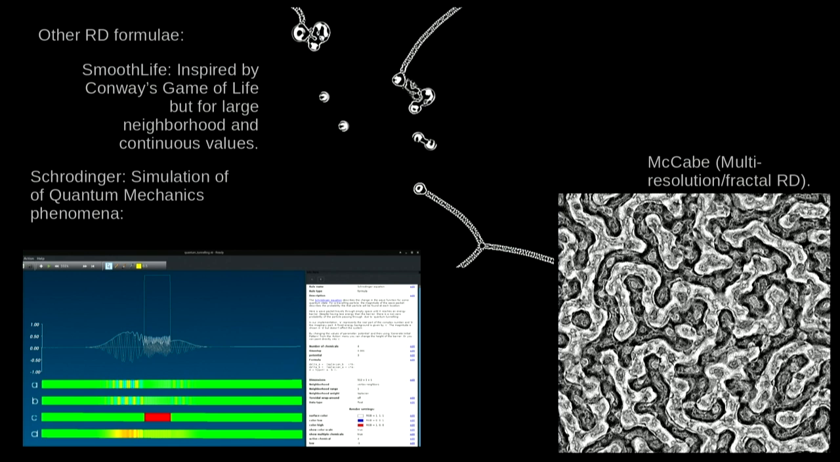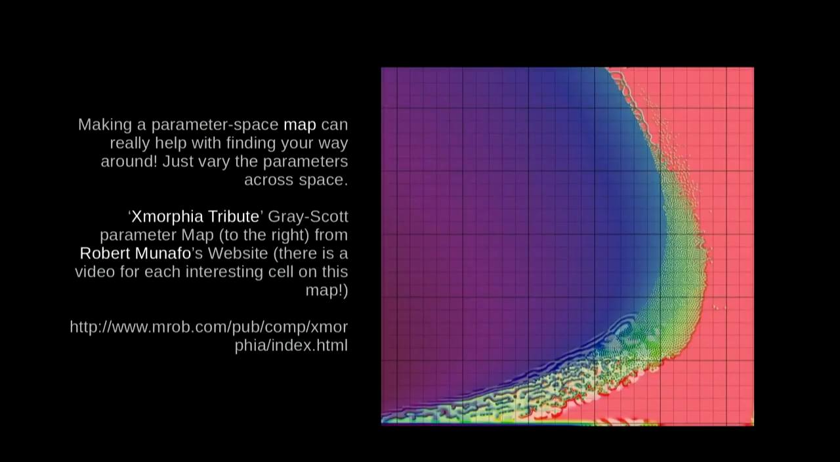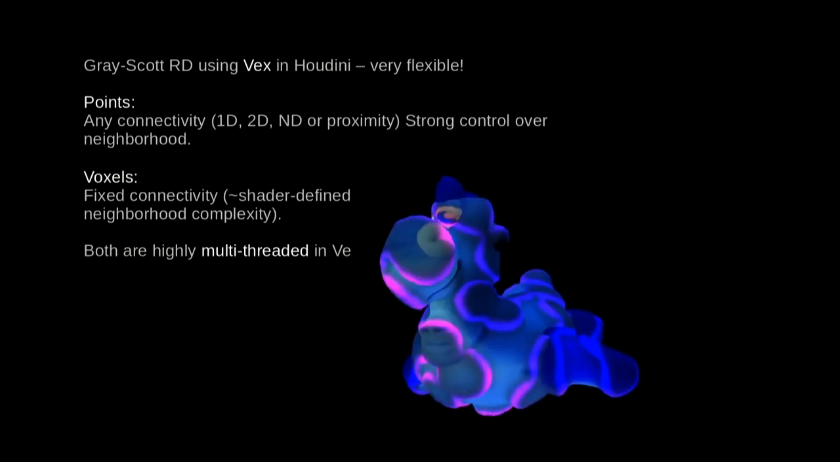The bottom left is something called Schrodinger, which is actually implementing the Schrodinger equation in Ready. This is showing an example of quantum tunneling, implemented from first principles. McCabe is a fractal one on the right there. One thing with reaction diffusion is that because it's a multidimensional parameter space, it's rather difficult to find your way around. But what you see on the right there is a map of the Gray-Scott parameter space. If you want to get dots, you can look where the dots are and type in the values for the parameters to get that behavior from the simulation. That's one of the nicest things about Gray-Scott reaction diffusion.